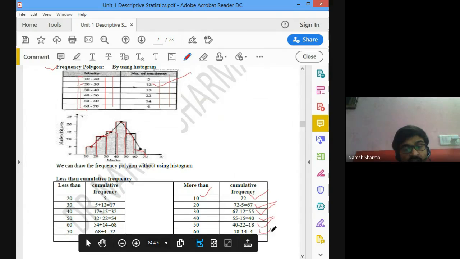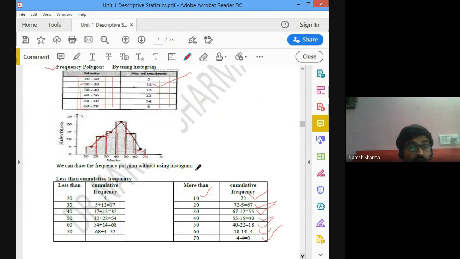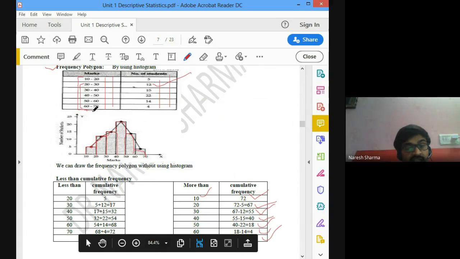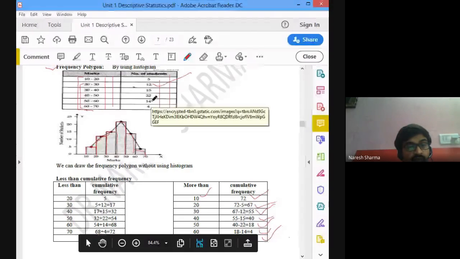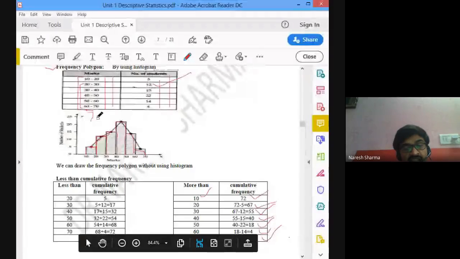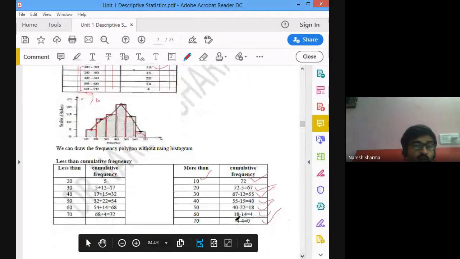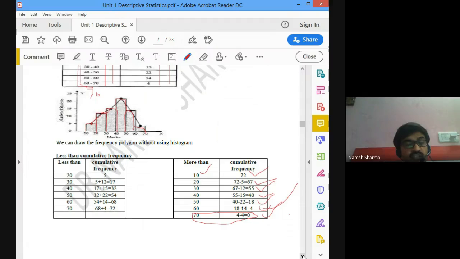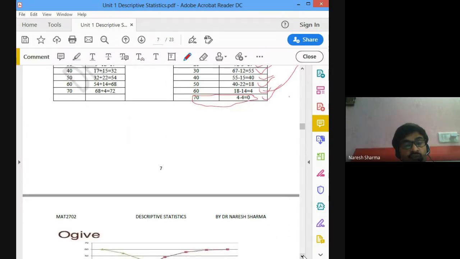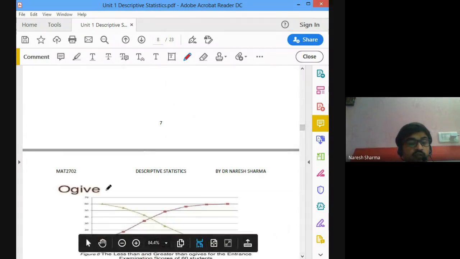We can calculate all the way up to the last one. Then for more than 60, we subtract 14, and there is one more entry here. We say more than 70, and that last entry is your 4, minus 4 is 0. You may include this or you may not, it's your choice, no problem, because your table is up to 60 to 70. So we may stop here also. So these are called the less than cumulative frequency and more than cumulative frequency.